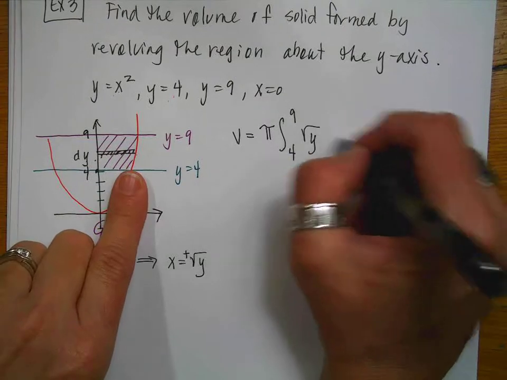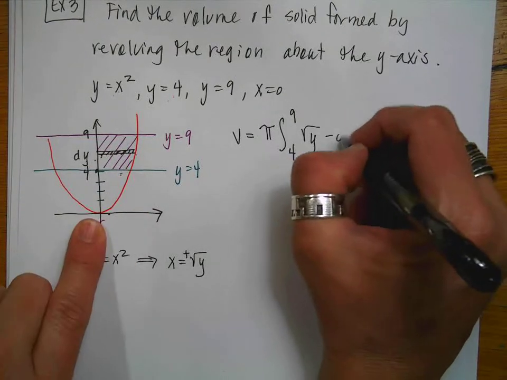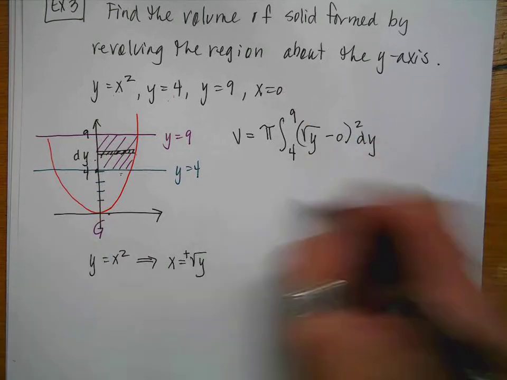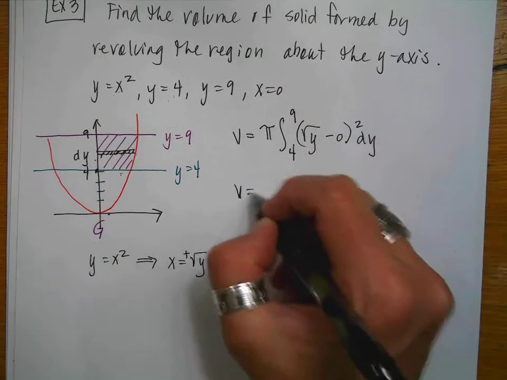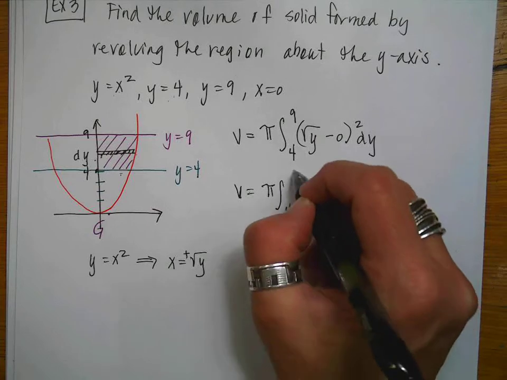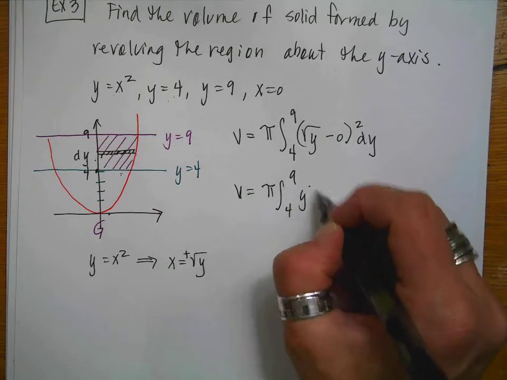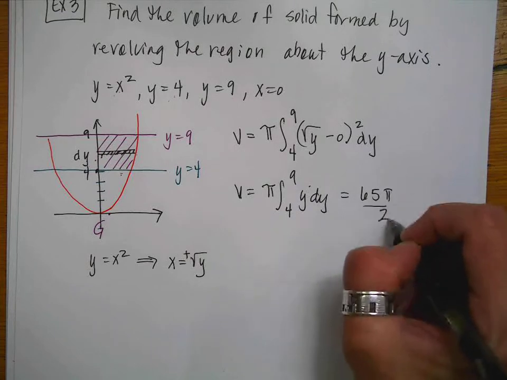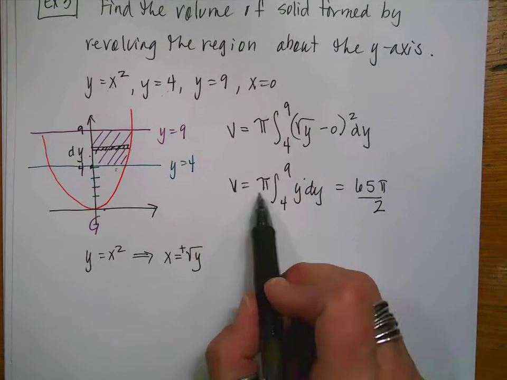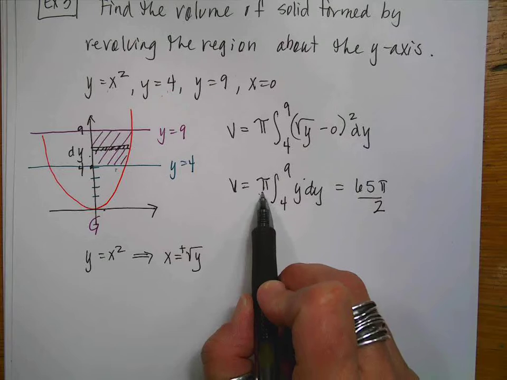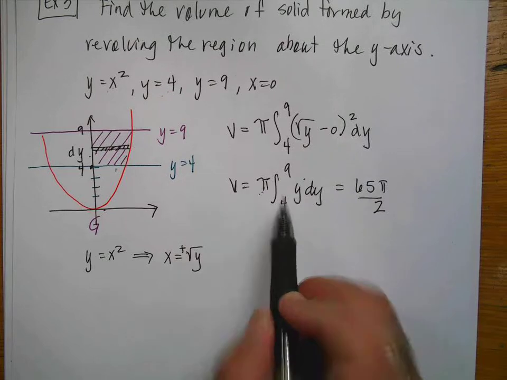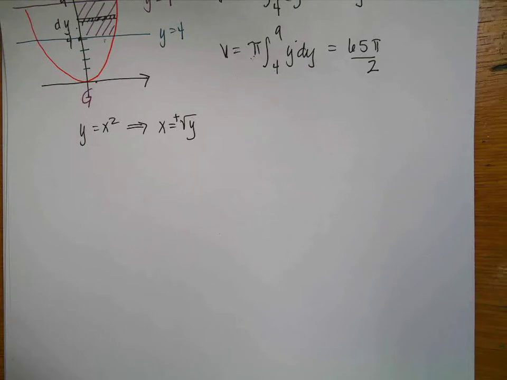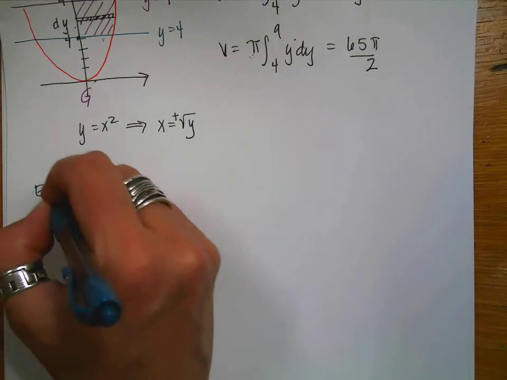So then as I set this up, the right curve is going to be the square root of y. The left curve is going to be 0, quantity squared dy. Okay? Notice then that this is going to be the volume is equal to pi integral from 4 to 9 of y dy, and that's going to be 65 pi over 2. Alrighty? If you're using your calculator to put this in, the pi goes first, and then you do math 9. Alrighty, I have one more example for us.